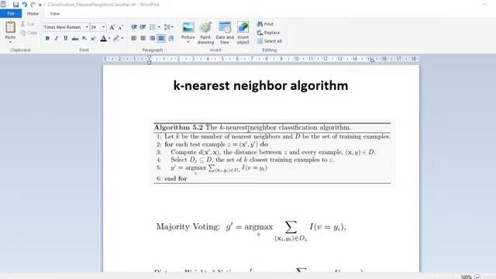Good day students. In this video lecture we will be seeing the k nearest neighbor classification algorithm. So let us first go through the high level summary of this classification algorithm.